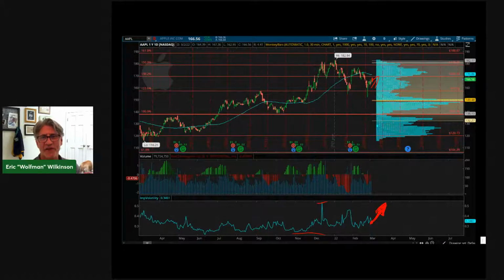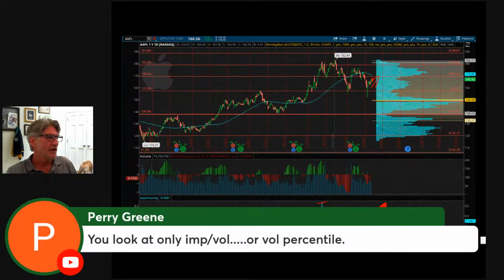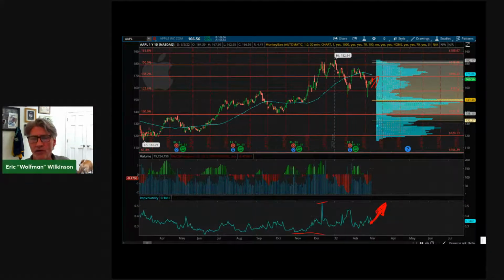All right. So we know that the options pricing in this case are pretty cheap, and I want to lean towards buying it because with the volatility we've been seeing, I've got to lean towards volatility moving higher. Do you look at only implied volatility or implied volatility percent? That's a great question. I look at both.